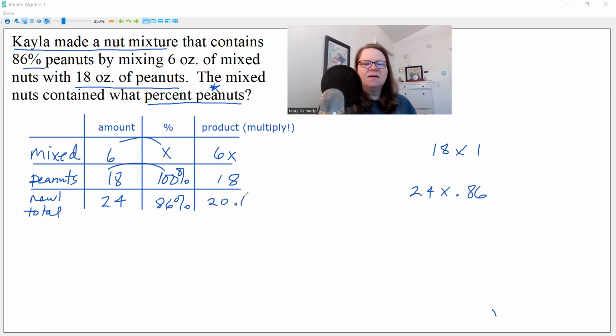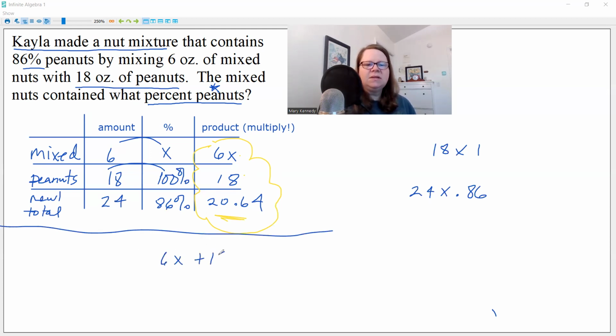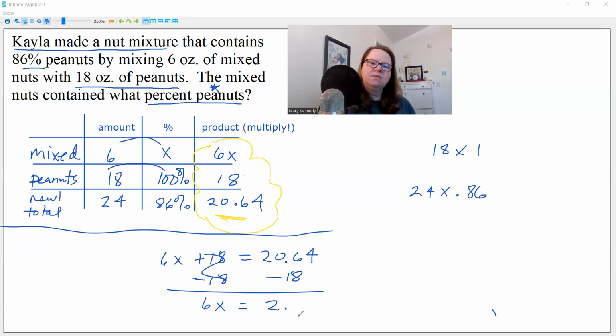20.64. All right. Now, the key to setting up your equation and getting the answer is to add the two pieces and set them equal to the whole thing. So let's do that. So 6X plus 18 adds up to the whole mixture, 20.64. All right, this is just a basic algebra problem. We're going to subtract 18 from both sides, and 6X equals 2.64. Okay, and then divide by 6 on both sides.